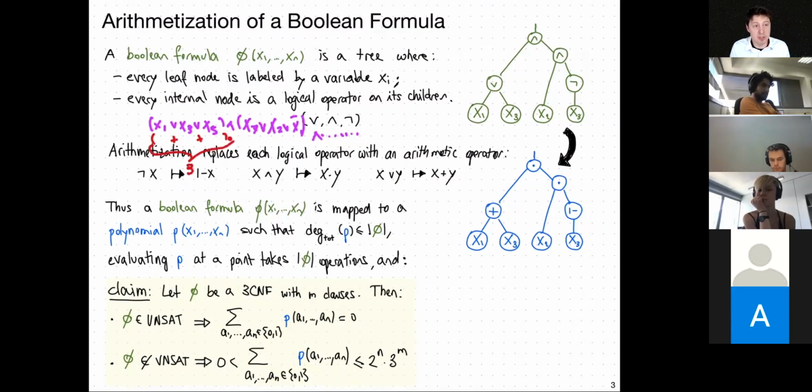Because in the worst case, all of the literals are 1. And we have a total of m of them. So we have 3 times 3 times 3 times 3 times 3, right? So it will have size as an integer at most 3 to the m.